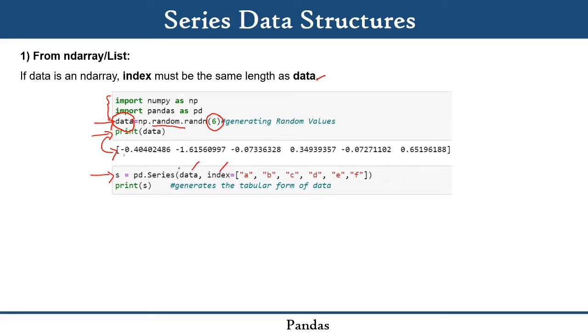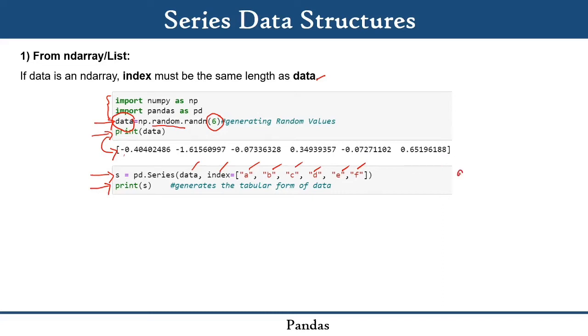So here I have already created the data with 6 values, and for each of the 6 values I need to create a label. So how can I create a label? Using index as a parameter. So here I am passing the index, which is a list of 6 elements or 6 values. So each of these labels will be mapped to the data. So when I execute this command, the interpreter will generate the series data structure in this format.